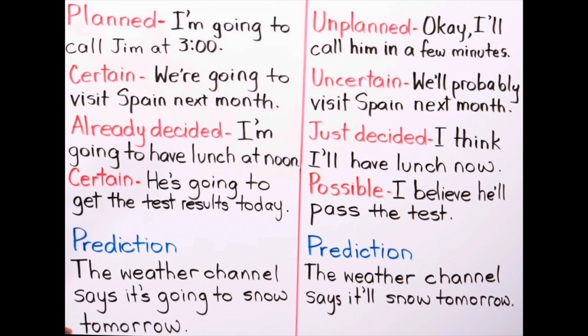So these are some of the points to keep in mind when you have to choose this one or that one. Okay? But there is one situation in particular where you can use either one. Alright? And that is when you are making a prediction. For example, the weather channel says it's going to snow tomorrow. The weather channel says it'll snow tomorrow.